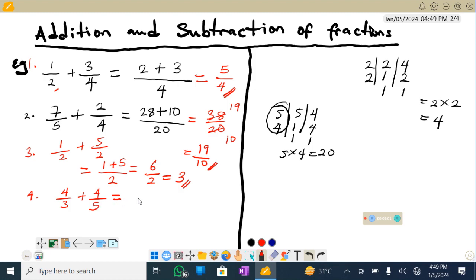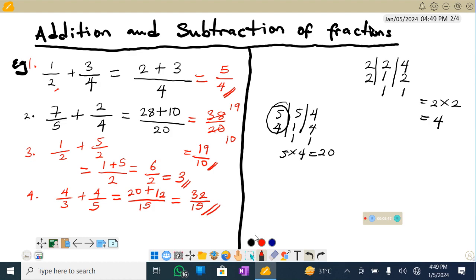So 3 and 5, the LCM will give you 15. So 15 divided by 3 will give you 5. That 5 times 4 will give you 20. Plus 15 divided by 5 will give you 3. Then that 3 times 4 will give you 12. So when you add your numerators, you are going to get 32 over 15. Okay, 32 over 15. I don't think there's anything that can go into those two numbers.